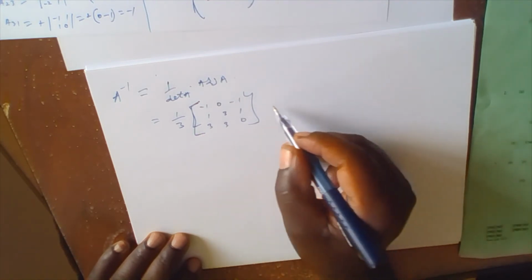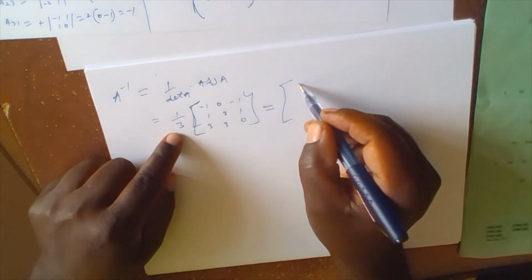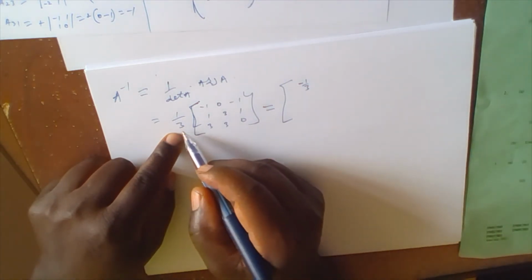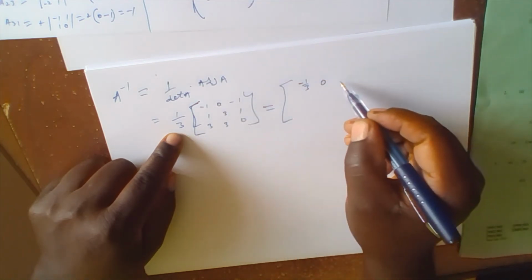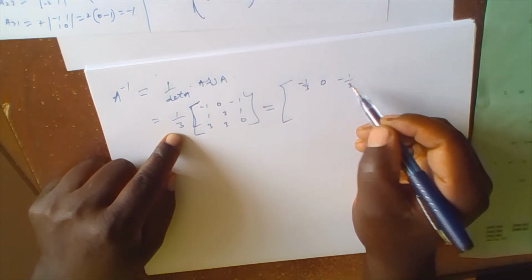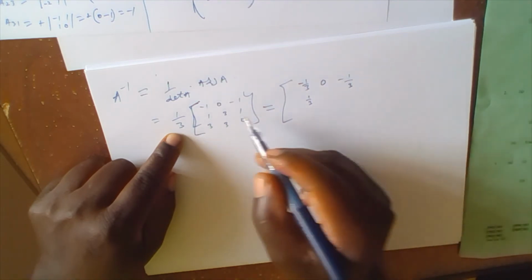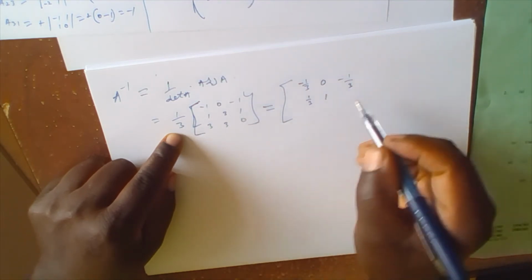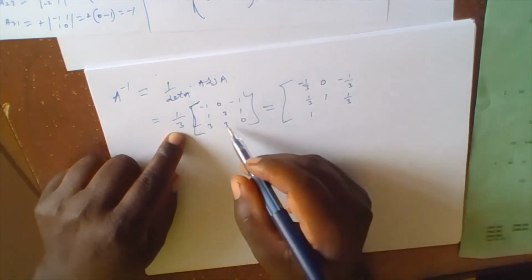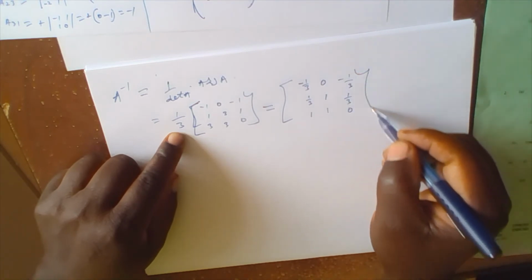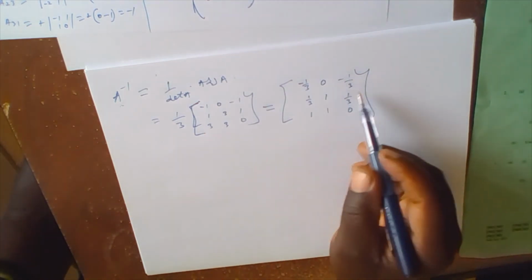So we can open up, we can multiply through, so that the inverse of A here we have minus 1 all over 3. We are multiplying through by 1 all over 3. Then here we have 0. Here we have negative 1 all over 3. Here we have 1 all over 3. 1 all over 3 times 3, so here we have 1. Here we have 1 all over 3. We are just multiplying through by this. Here we have 1. Here we have 1. Here we have 0. So the inverse equals this.